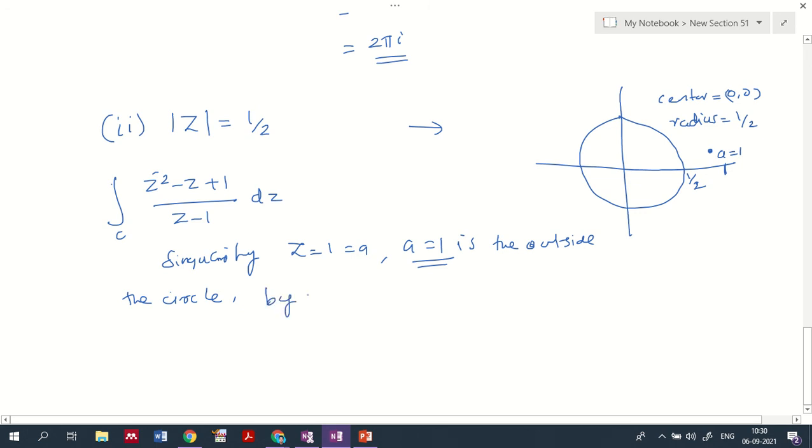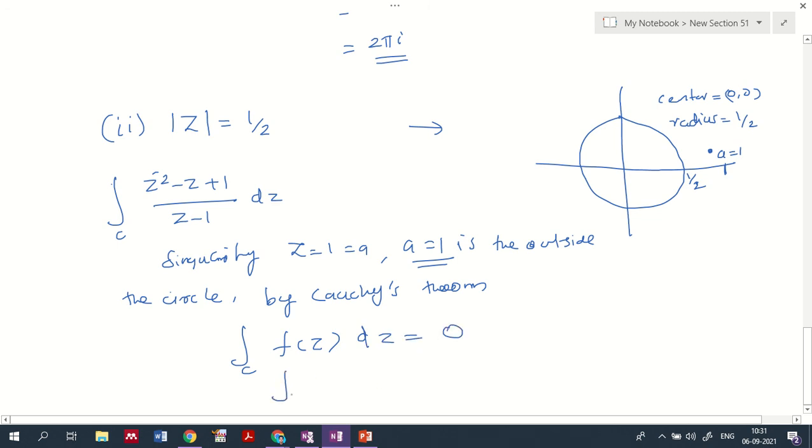In this case you have to apply Cauchy's theorem, because we said that whenever you have a point outside the curve, you can directly say that by Cauchy's theorem, integral over C of f of z dz is equal to 0.